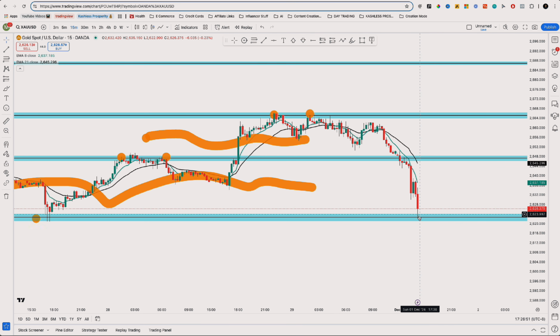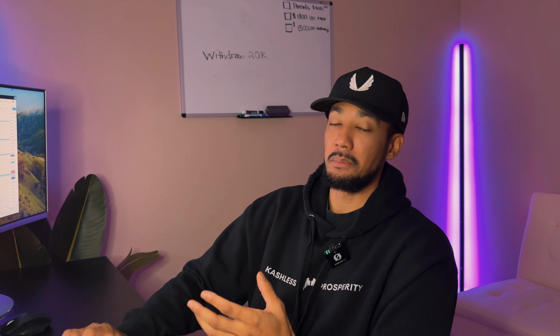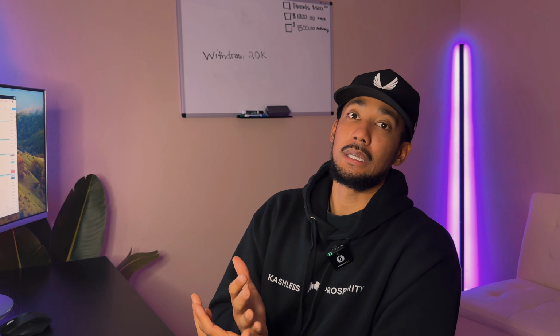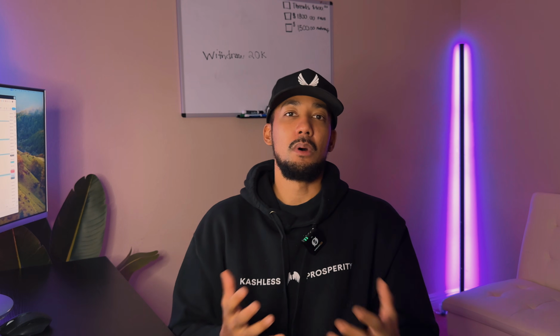So if price breaks below this area right here, so let's just pretend price breaks below this structure and it closes below on that 15-minute time frame, I'm for sure gonna get into a sell because it's a confirmation. You have the 8 and the 21 confirmation, you have the break of structure, and you also have volume. And this is a strategy to build your small account, right?